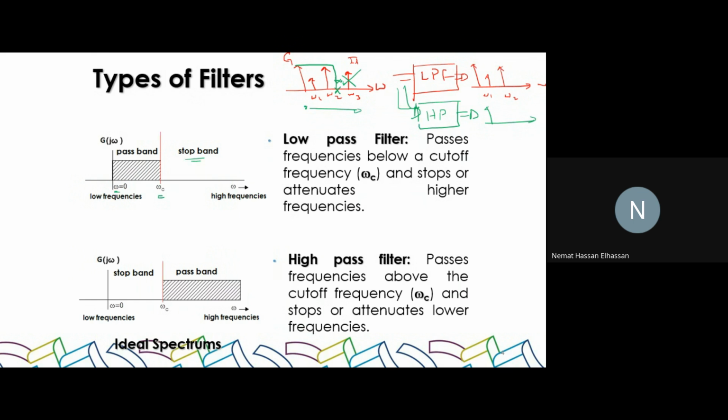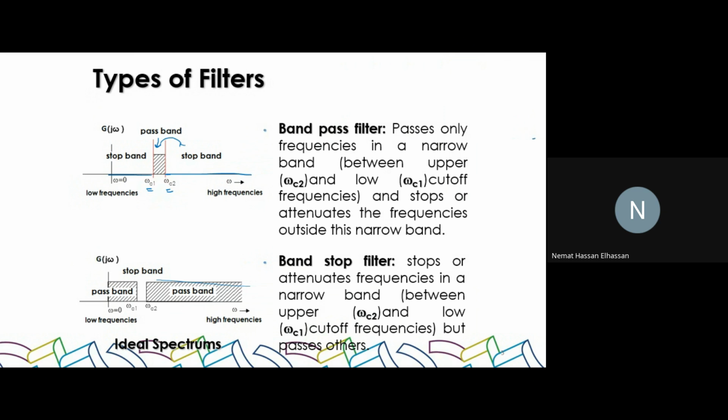If it has the exact same frequency, omega C, only the signal omega 3 will appear, right? Because this is the pass band of the high pass filter, which means I'm only going to be able to view omega 3. Omega 2 and omega 1 are in the stop band. Clear? So we have high pass filter, we have low pass filter, and then we have another two, which are the band pass and band stop.